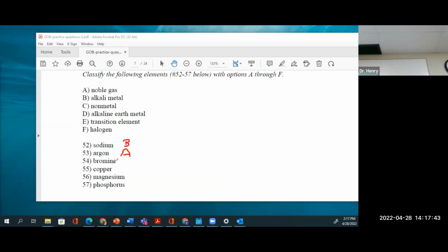Okay. Non-metal. Bromide is a non-metal. So that would be C. Anything else? C. Alkaline earth metal. That's a group 2 metal. Okay. That's D. Transitional metal. What was that? Copper. Okay. So that's E. And a halogen.